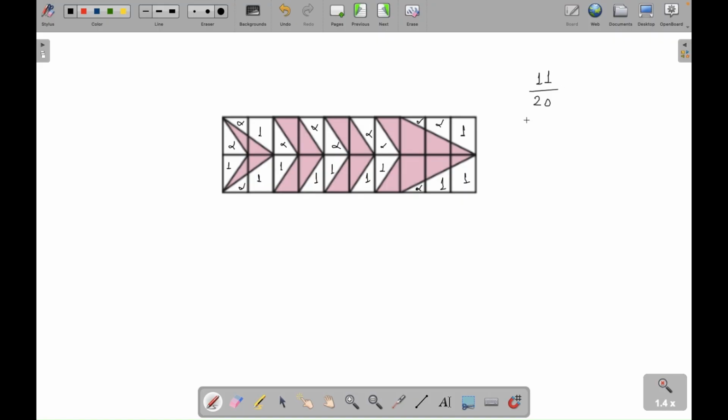So if you're interested in finding the shaded part, we don't have to look back into this again. We know 11 out of 20 is unshaded, so 9 are shaded. So 9 out of 20 will be shaded. So the shaded part represents 9 out of 20.